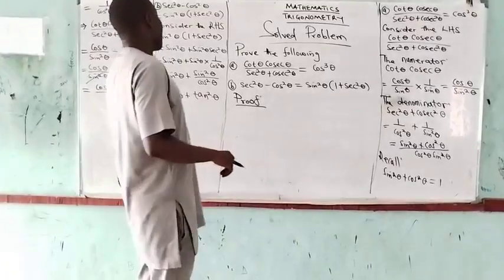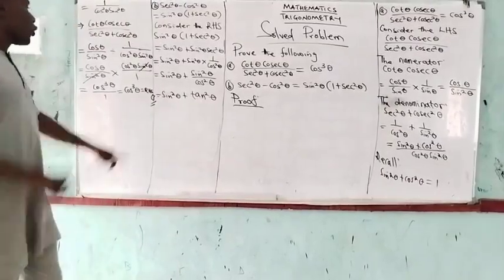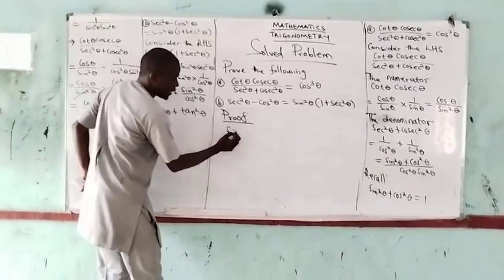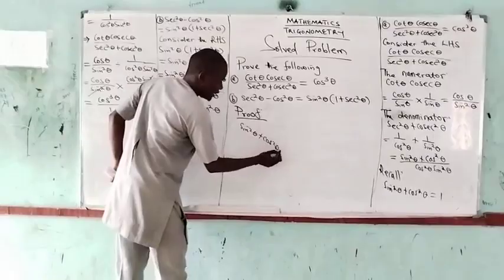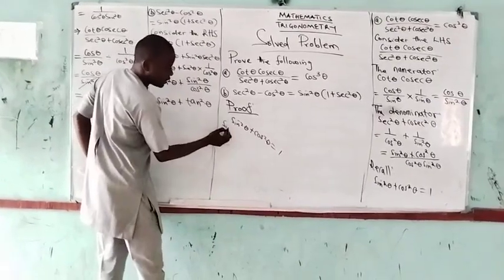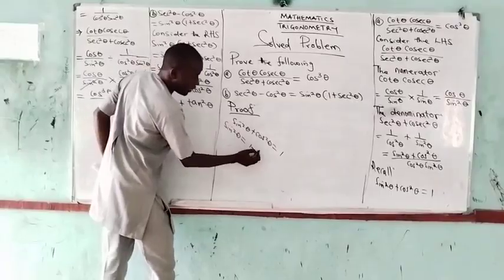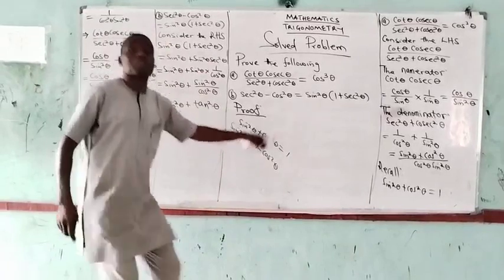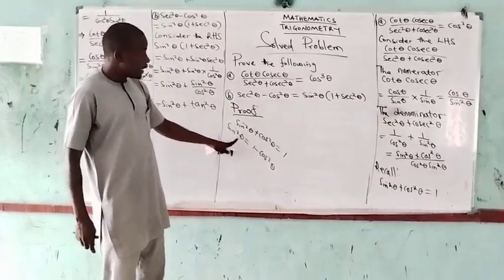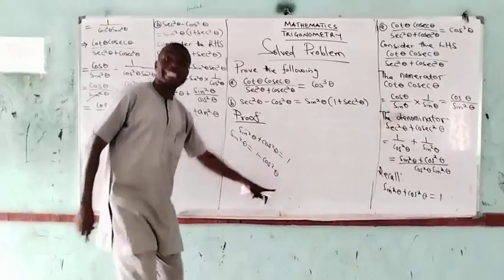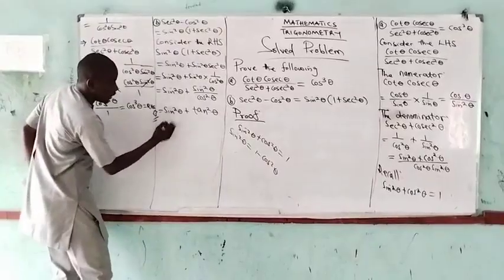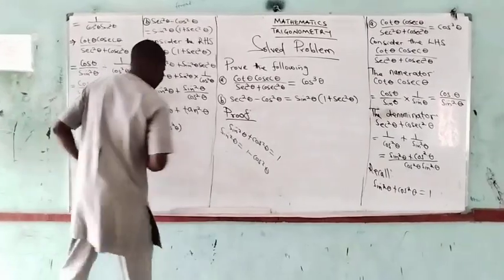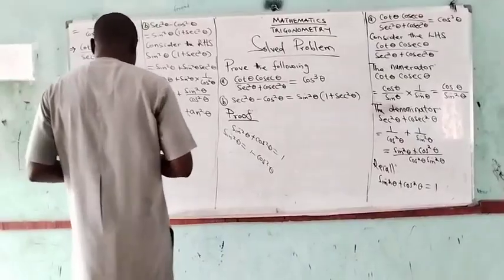That will give us tan square theta. But what is sine square theta? From the first identity, we know that sine square theta plus cos square theta is 1. Then sine square theta is 1 minus cos square theta. So instead of sine square theta, write 1 minus cos square theta.